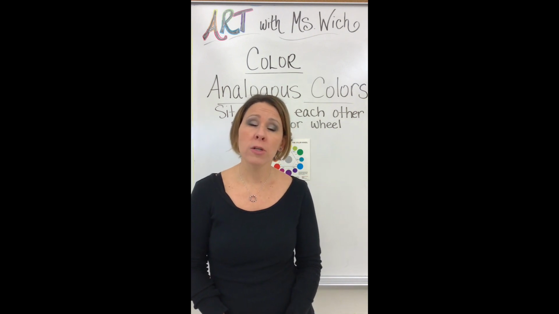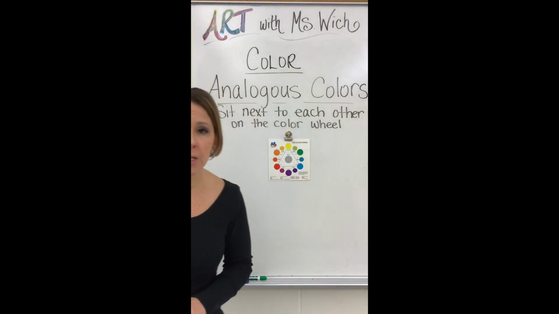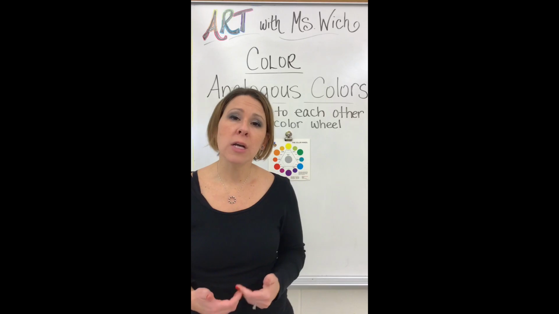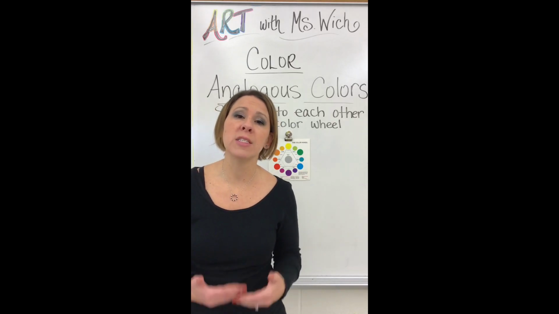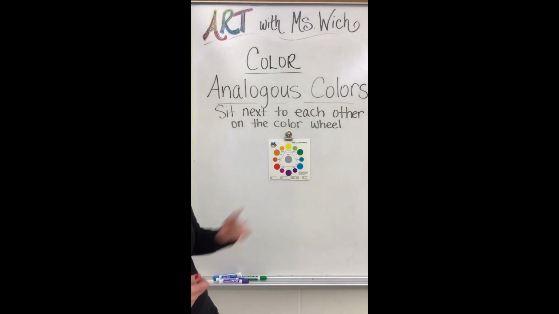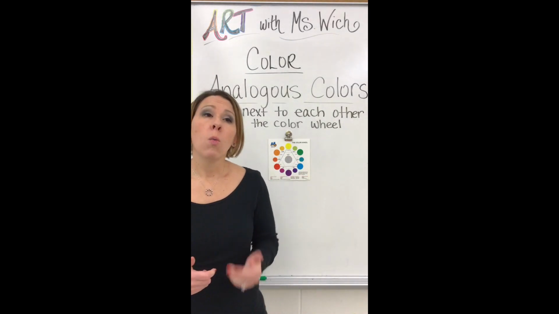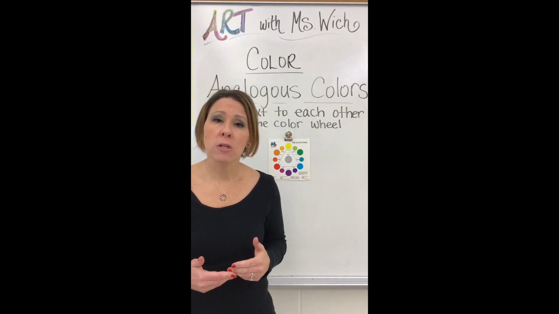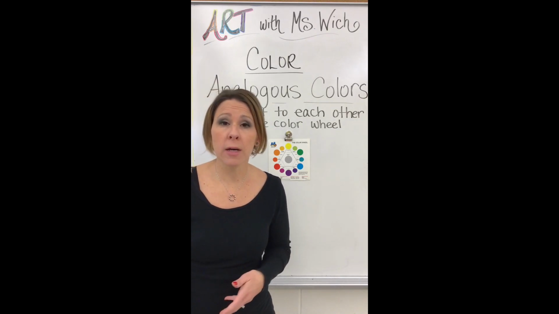So that color group is called analogous colors. And analogous colors are colors that sit next to each other on the color wheel. And I have that definition there. And I also have my example of the color wheel. So when you talk about analogous colors, you need to know your intermediate colors. And that's why I wanted to start off with that first.